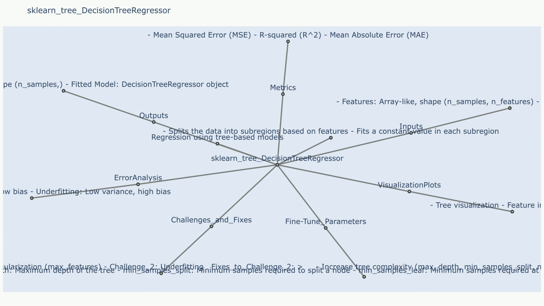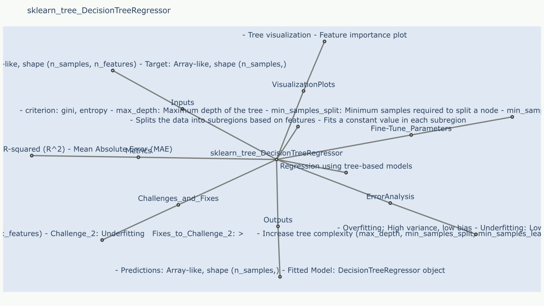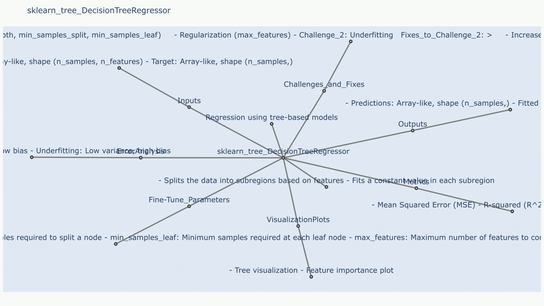Outputs: Predictions, the predicted values for the target variable for new unseen data. These are obtained by traversing the decision tree from the root to a leaf node based on feature values of the new data. Decision tree model: a trained DecisionTreeRegressor object that can be used to make predictions and analyze the decision-making process.